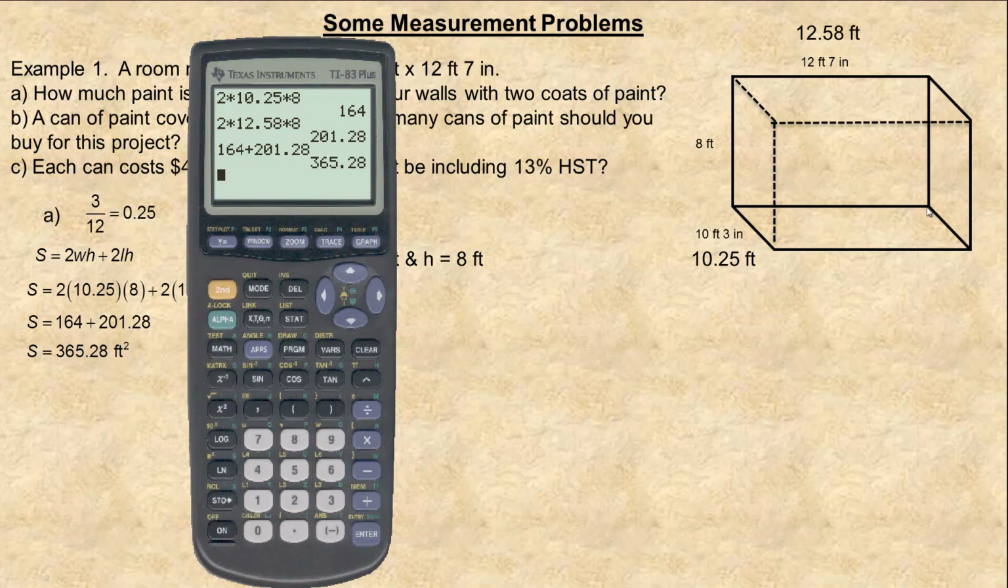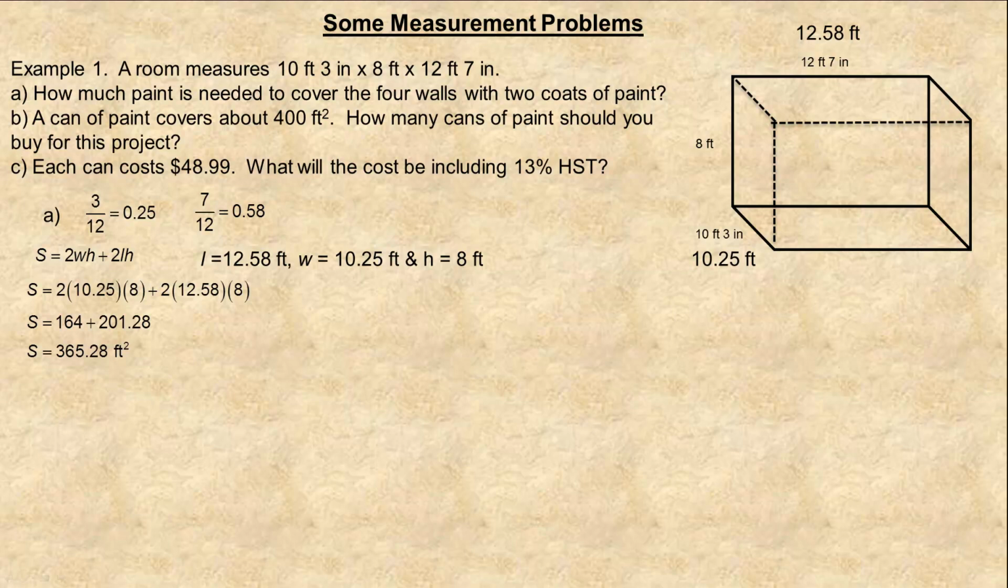So see, that's 12.58 times 2. So that's like that dimension plus that dimension. And we're going to add in the 10.25 times 2. So that would be the distance around the room. And then if we multiply that by the height, the 8, we will get exactly the same area. So that's another way to get what the area of the 4 walls would be.